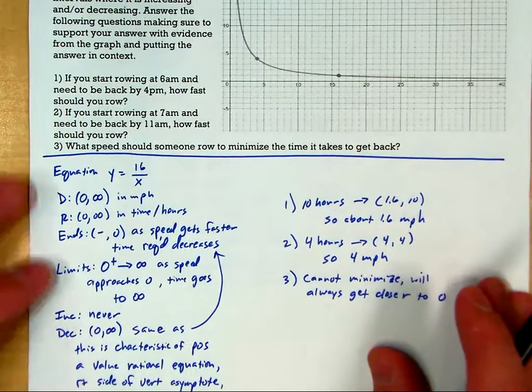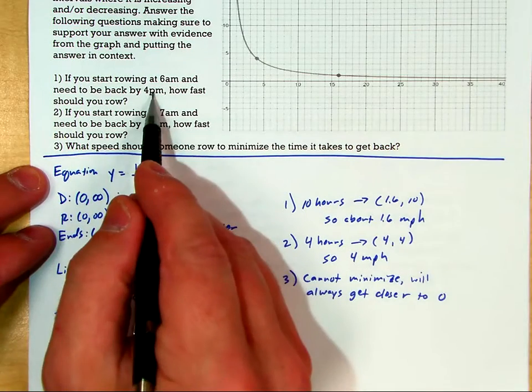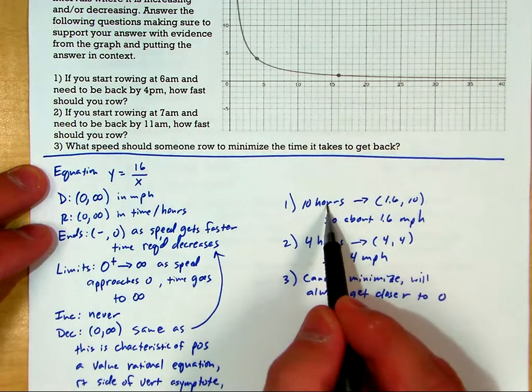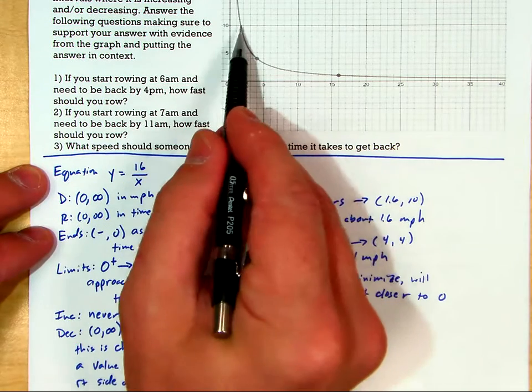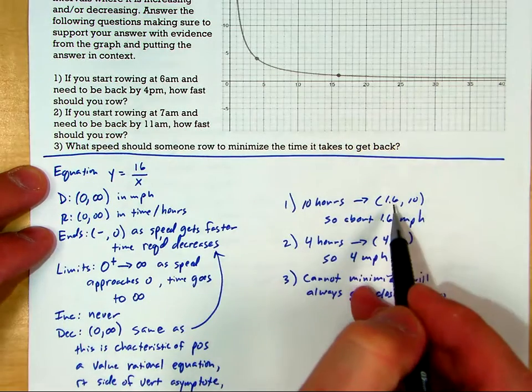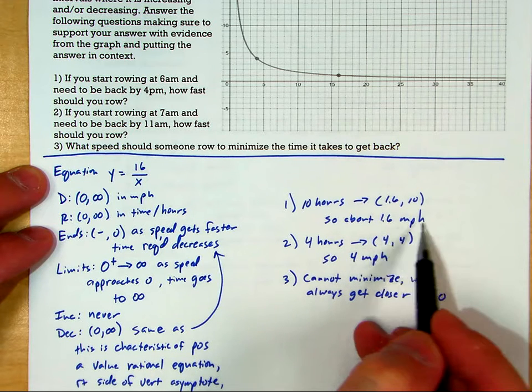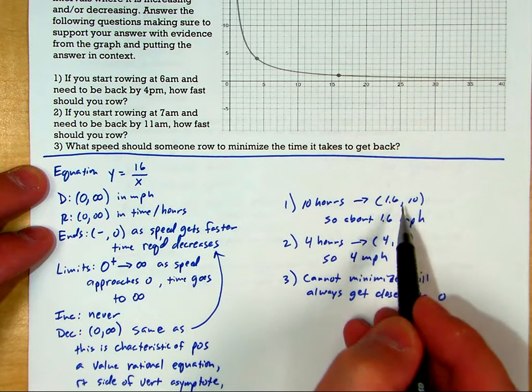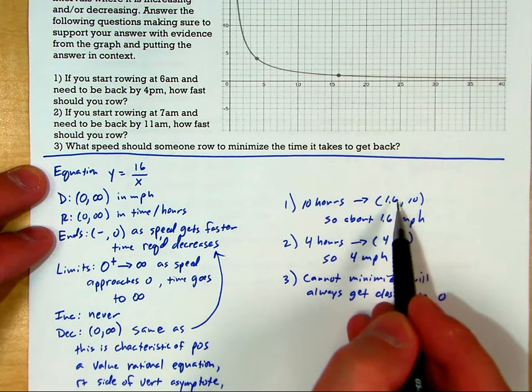So to answer our specific questions, going from 6 a.m. to 4 p.m., that's 10 hours. Time is on the y-axis. Where's 10? It's about right there. So the x value is about 1.6 estimated. So I need to go 1.6 miles per hour. Again, you got to put it in context and pick off a point off the graph.